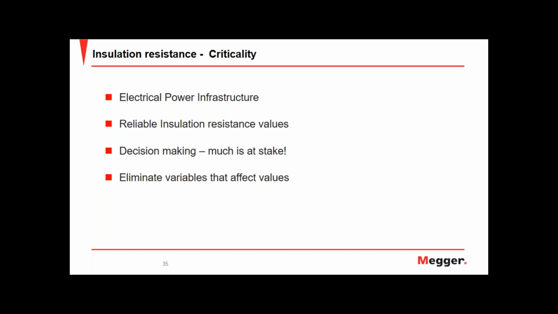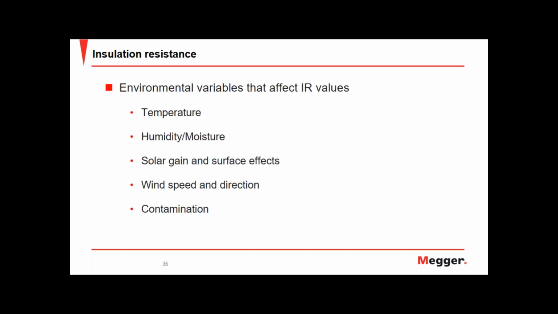Important decisions are made on an asset's life cycle. There's implications for infrastructure investment. There's the availability of the network to consider, and obviously you've got to effectively plan the maintenance activities. This is all dependent upon the availability of reliable, accurate insulation resistance data. So to do that, we need to eliminate the variables that can affect the values. Some of the variables that affect the IR value are shown here.